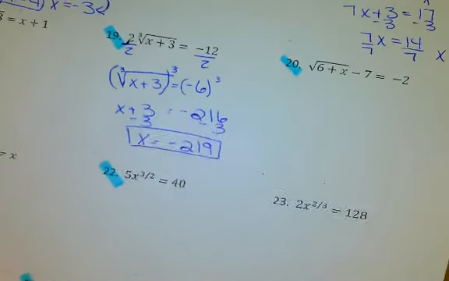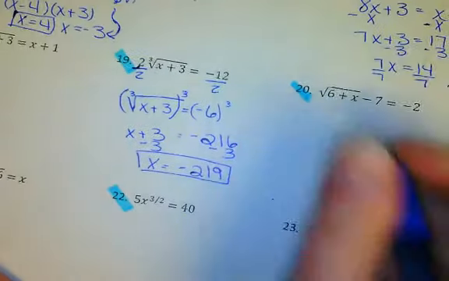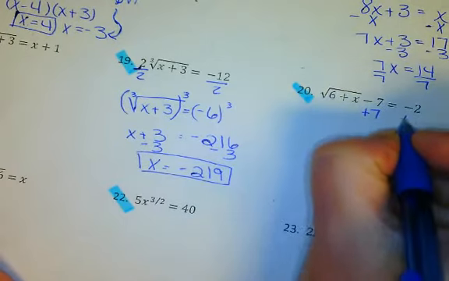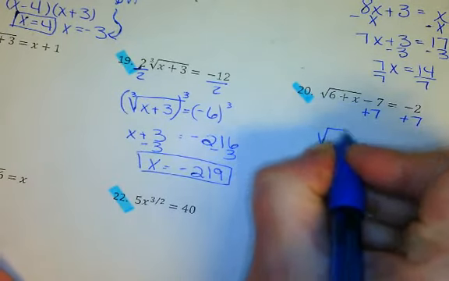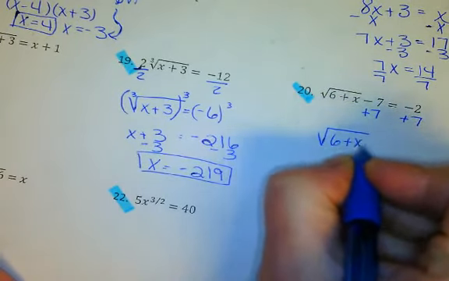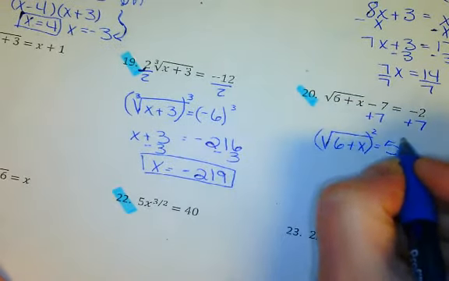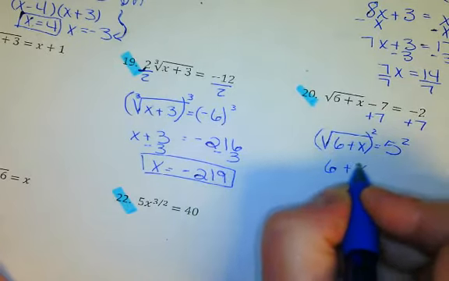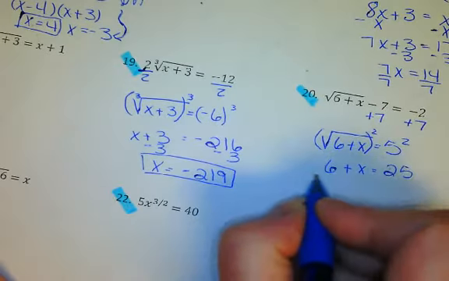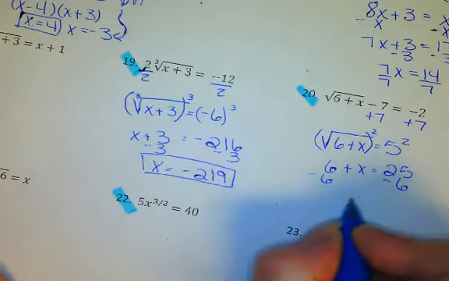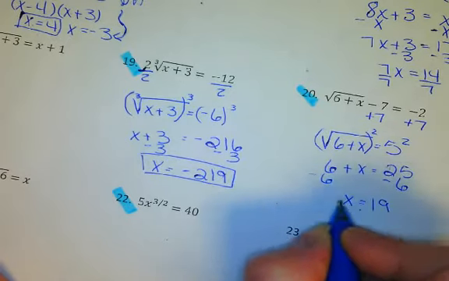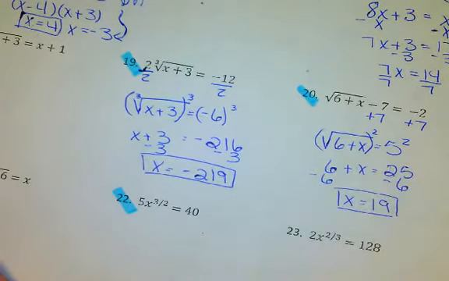Alright, on this one here, again, I have an extra step I need to do. So I've got a negative 7, so I'm going to add 7. Add 7. That gives me the square root of 6 plus x equals 5. And then I'm going to square it, and I'm going to square it. So that gives me 6 plus x equals 25. Then minus 6, minus 6, x equals 19.